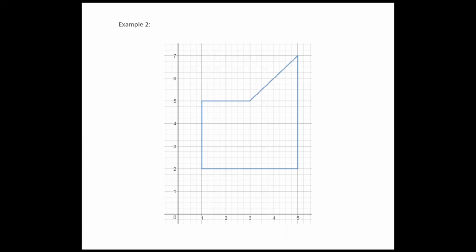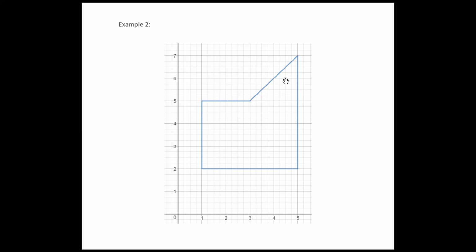Example 2, how would you find the area of this region? Well, this is a combination of a rectangle and a triangle. So we find the area of this rectangle, and this rectangle is 4 units wide and 3 units tall, high, if you will. And this triangle has a base that's 2 units and a height that's 2 units.